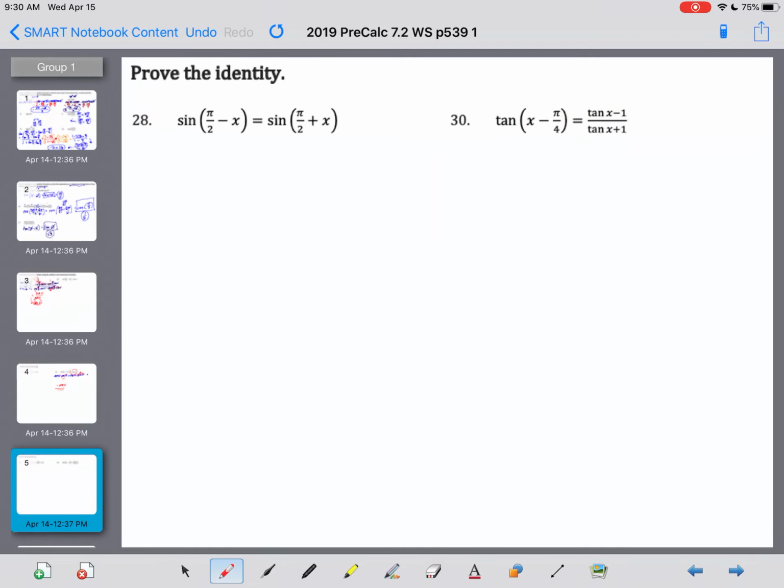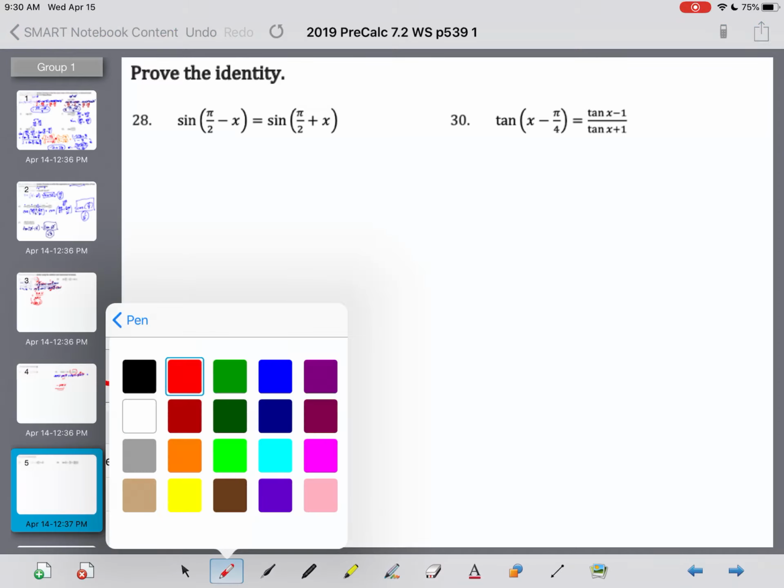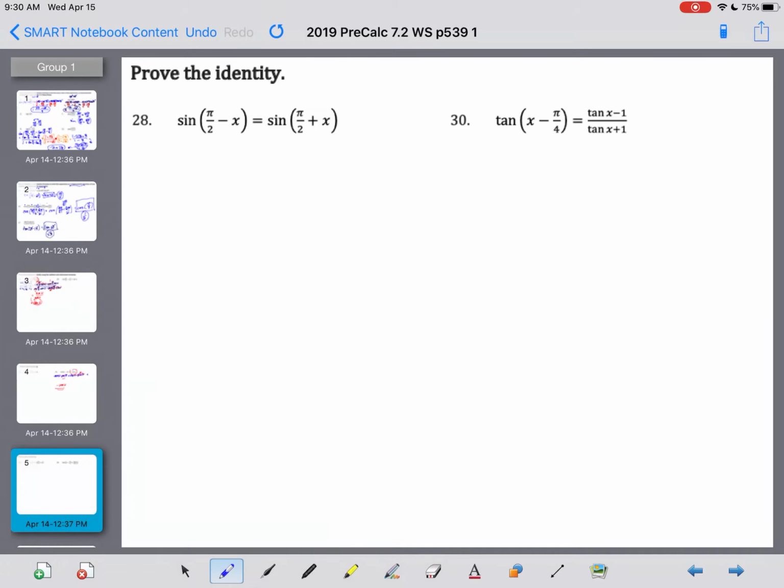Moving on, let's take a look at one of these that works out. Let's take a look at 30. We haven't done too much with tangent here. So again, I'm going to simply work on this left side for starters. Remember, we can get the left side to look like the right side, we can get the right side to look like the left side, or we could work on both sides to get them to look the same.